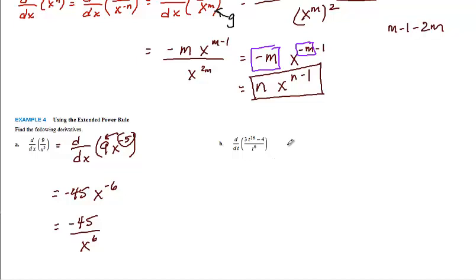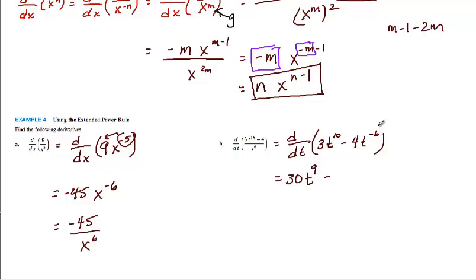Let's see, we need to use the extended power rule, so let's go ahead and bust this fraction and write it as 3t to the 10th minus 4t to the negative 6. Then I'll just do each one independently. The very first one would be 30 t to the 10 minus 1, which is 9.